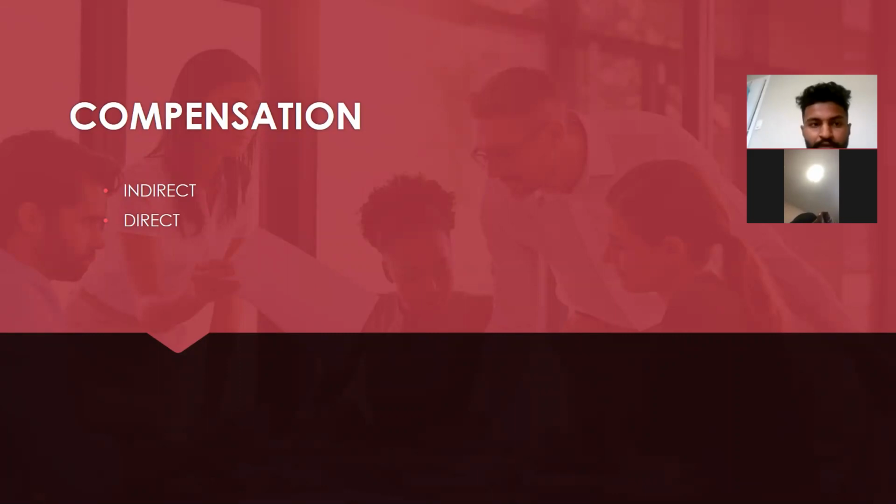In compensation, there are two kinds of compensation. The first one is indirect pay, and the second one is direct pay. In indirect pay, many prizes or rewards are provided to the workers to get them motivated in the organizations. In direct rewards, they can increase their pay, and they can provide rewards, like a special amount of money. So these are the two types of compensation that are provided in the organizations.